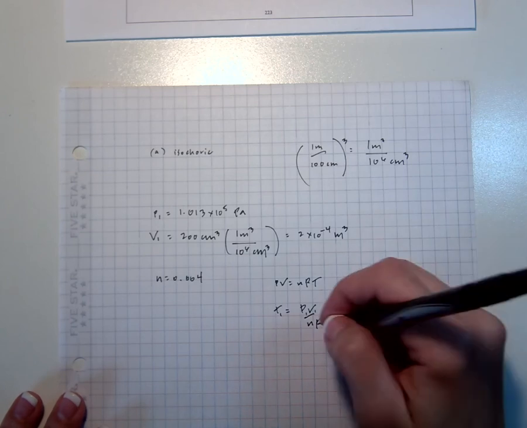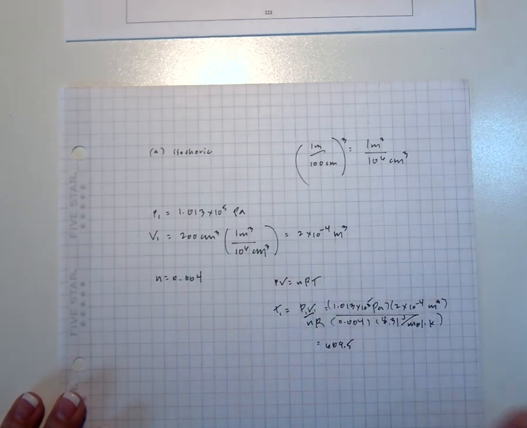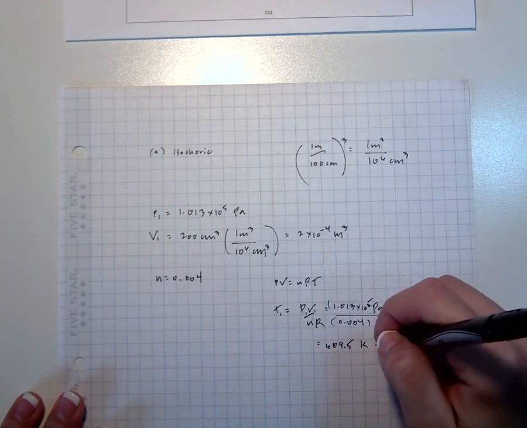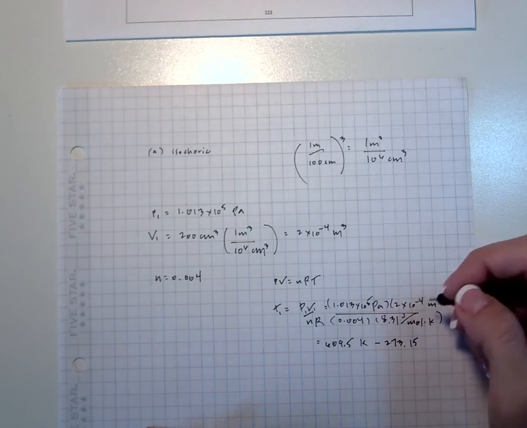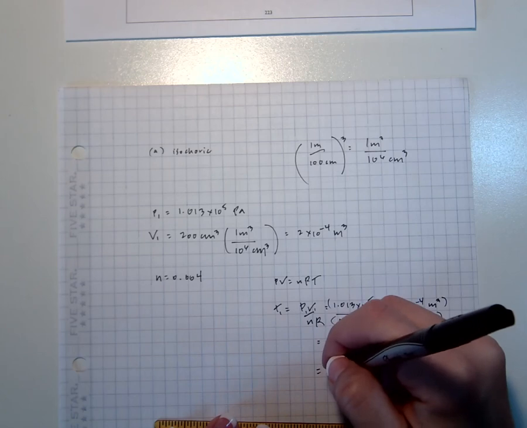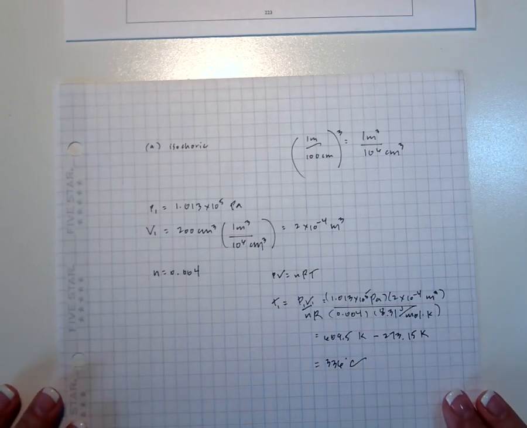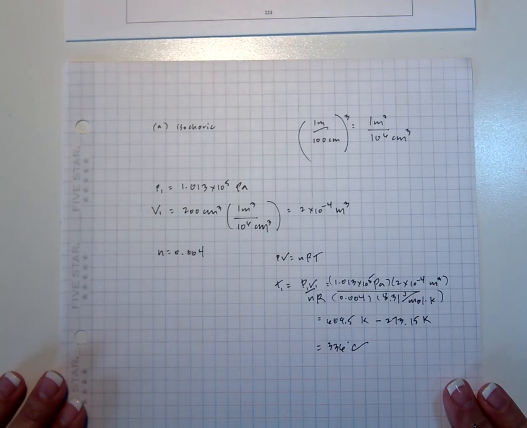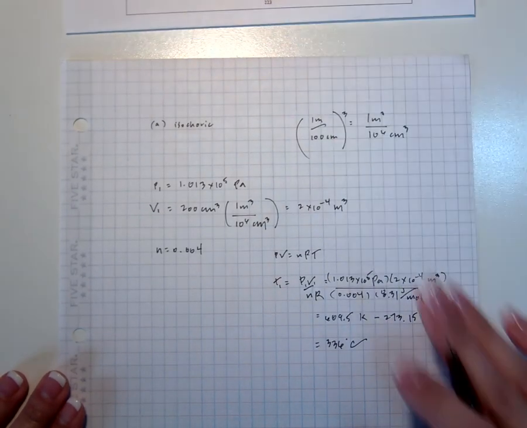So if we solve, we get 609.5 Kelvin minus 273.15 Kelvin. That gives us 336 degrees Celsius. They ask for the initial temperature in degrees Celsius. So that's the initial temperature. Then they ask, what is the final temperature?